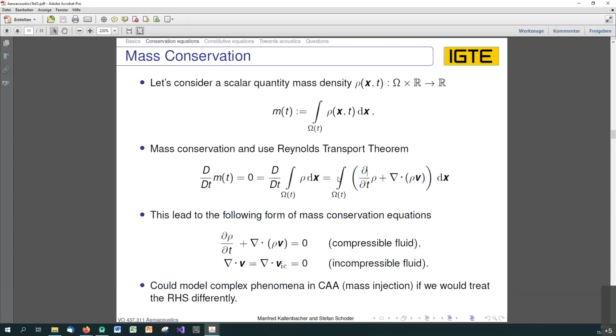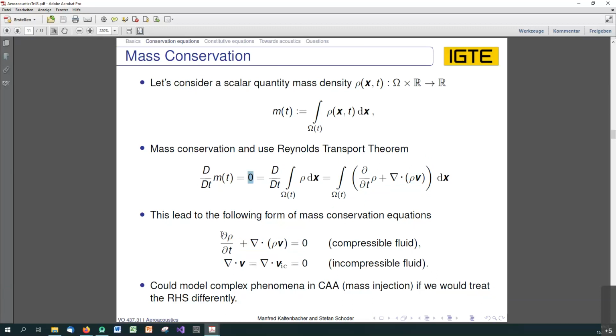And if this integral holds for every control volume, then you can say that the term in the brackets here must be fulfilled locally, and then you can derive the conservation of mass in the local form. So conservation of mass in the integral form is this here. Conservation of mass in the local form is this here. It's just the term in the brackets and the 0 there from the conservation.